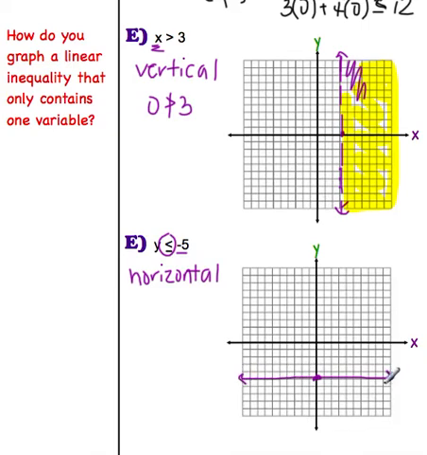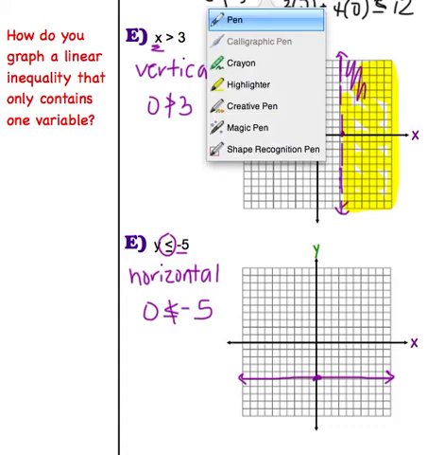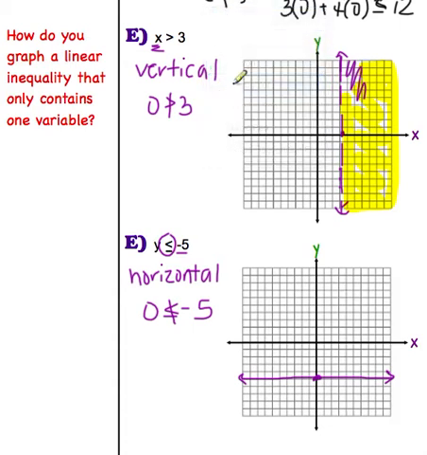And then we put in 0, 0. Is 0 less than or equal to negative 5? This is not true, so we're going to shade where 0, once again, is not, which is going to be down here.